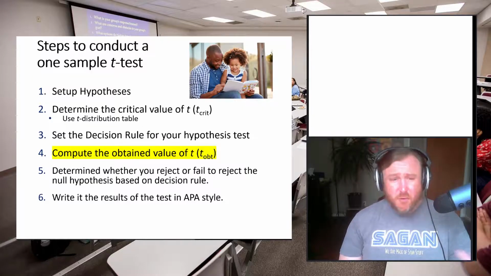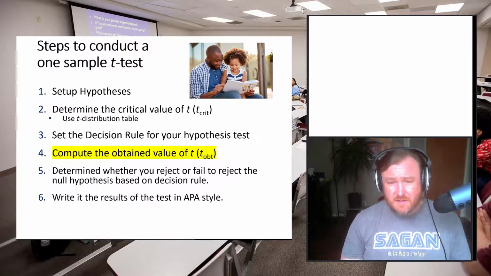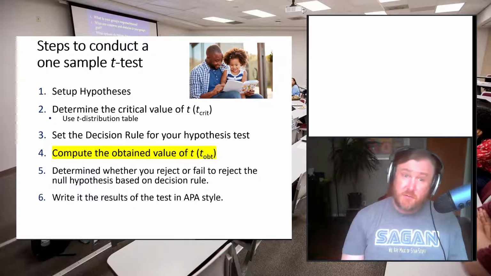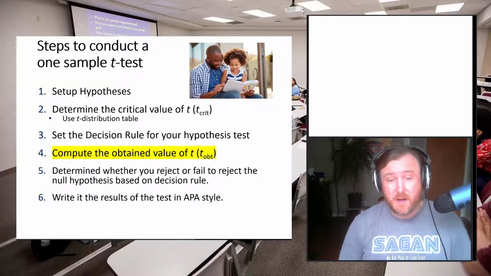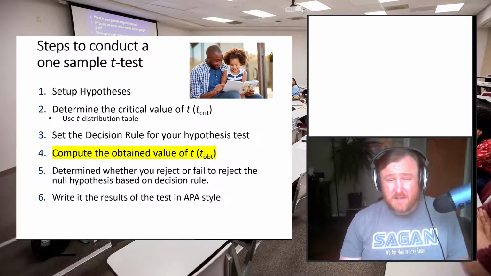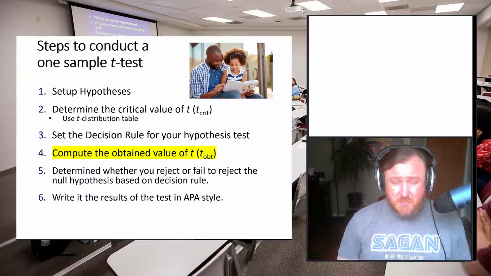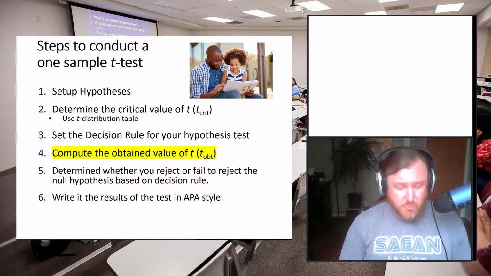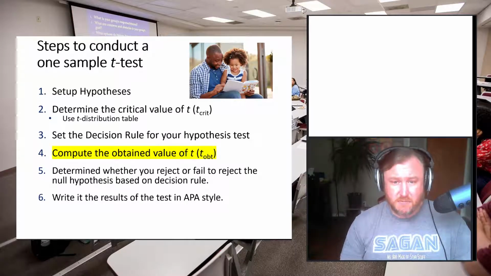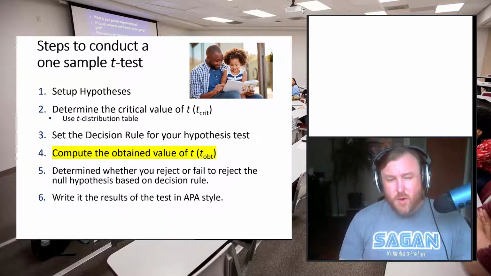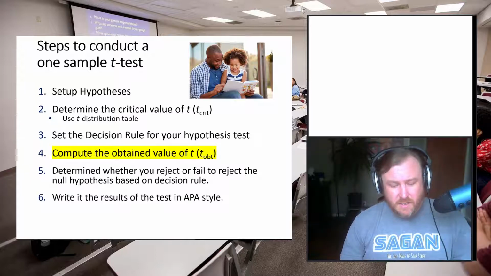And then of course, after you have t obtained, you would use that with your decision rule to determine if you reject or fail to reject the null hypothesis, and then write it up in APA style. But those latter two steps are identical to what we covered in the prior video. So let's move into how one would compute the obtained value of t when you are only given raw data.